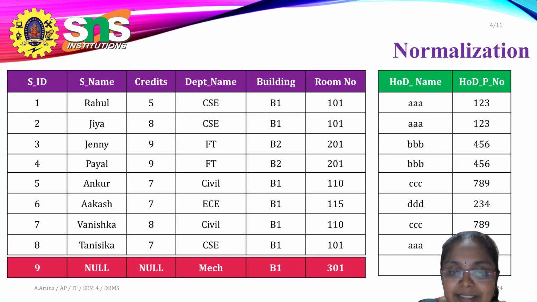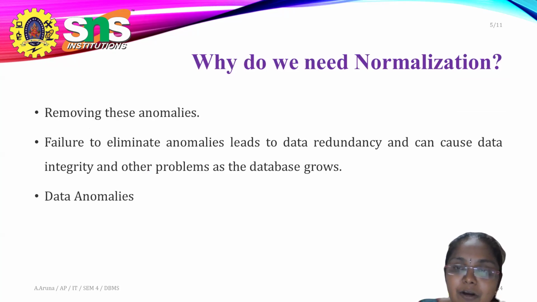If I want to remove the ECE department, I can only remove Akash. I can't remove the ECE department. Is it clear? Through that, redundant data remains present in our table. So this can be avoided by using a normalization technique. Why do we need normalization? We have to remove all the anomalies, and eliminate the anomalies that lead to data redundancy. Only through anomalies do we acquire data redundancy. It will cause data integrity and other problems in our database or table.